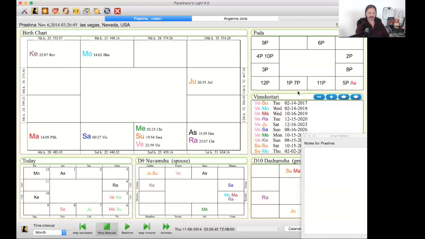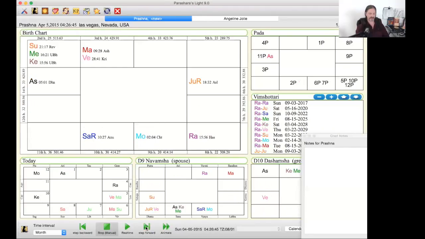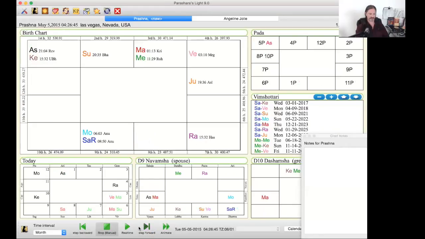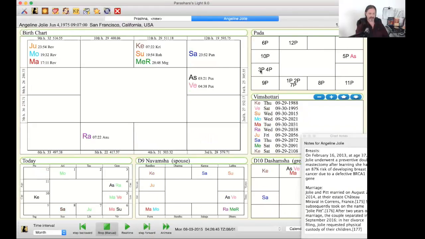But again, while Saturn was going over her first and seventh house padas, she engaged in the relationship with Brad Pitt during this whole time. So again, Saturn then went over her first and seventh house padas and second house, which has to do with family, all that stuff I said. Saturn goes over it, she gets married, and then separated. So they make it formal. They had been together for like 10 years before that.